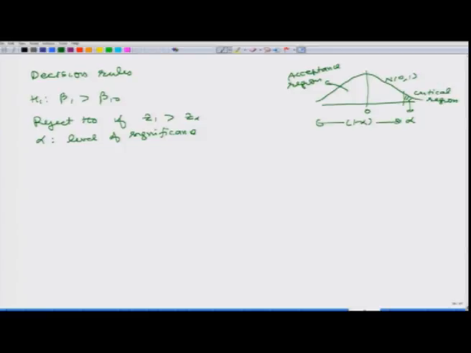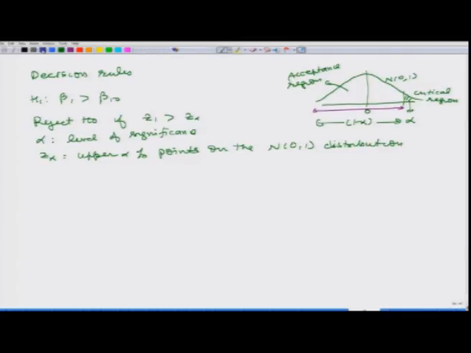So, we calculate the value of Z1 and see where it lies. If it lies in the acceptance region, we accept H naught, and if it lies in the critical region, we reject it. Here Z alpha is the upper alpha percent point of the normal 0, 1 distribution.